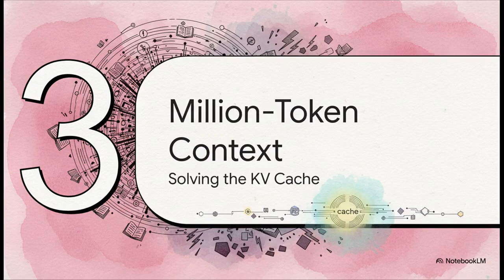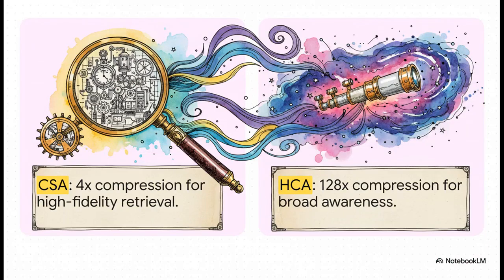Section 3, Mastering the Million Token Context. This is all about solving the infamous KV cache memory problem. We all want to feed, say, 15 novels into an AI at once, but historically, standard memory scales quadratically until your compute nodes literally just crash.